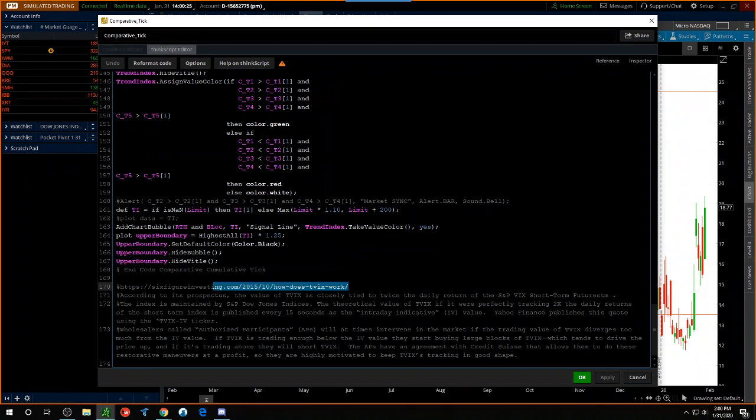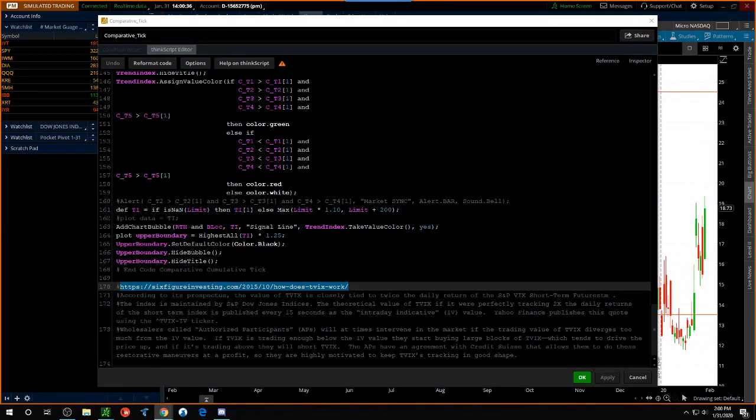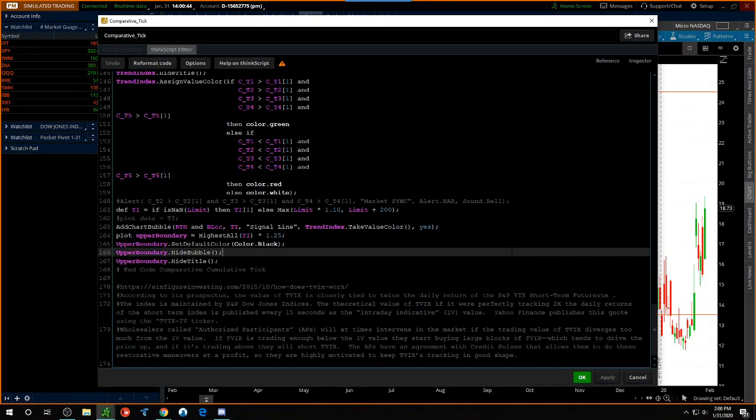Credit Suisse hires market participants. They're called authorized participants, APs. And those APs are paid to manipulate the price of the TVIX. If they believe the price is outside of its boundaries of where they think it should be, these people can go in and massively buy it or massively sell it to push the direction one way or the other to get it, quote, back in line with where they think it should be. So it's a 100% manipulated product.